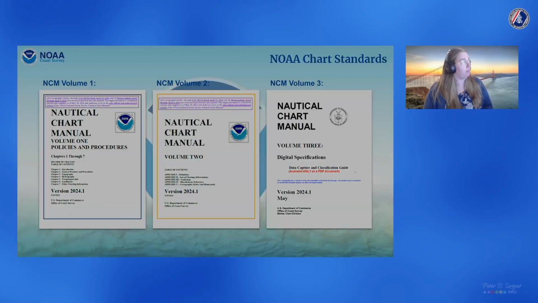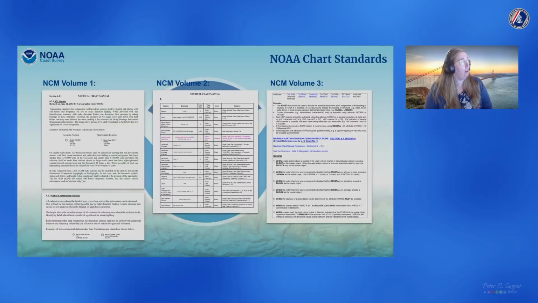Let me give you a little preview. I'm not going to go into everything in Volume 1, but this is what they look like. This is an example of how to chart radio stations on our charts. Typically we only chart AM stations, and Volume 1 will tell you who can provide the information, and how to assign the symbol and the label styles.